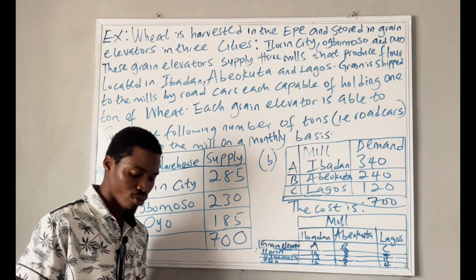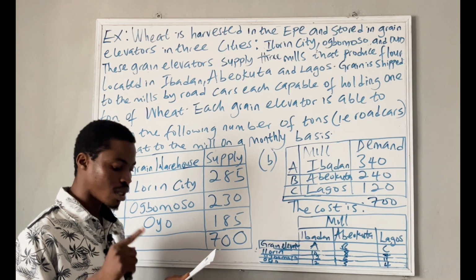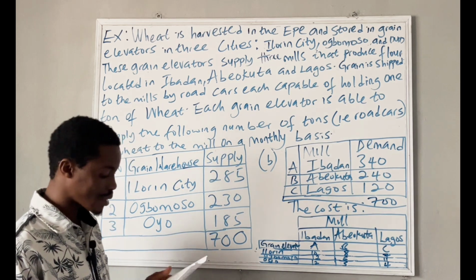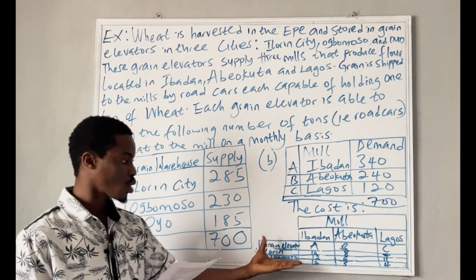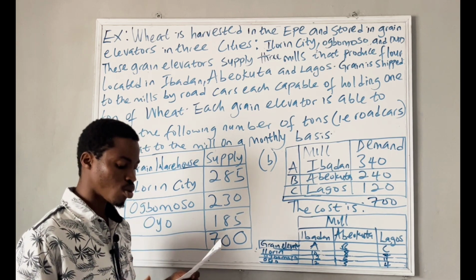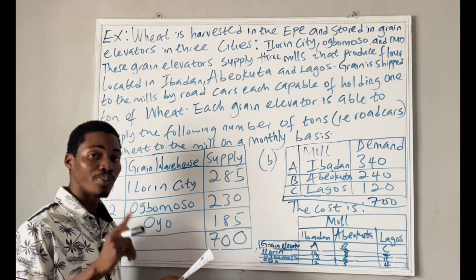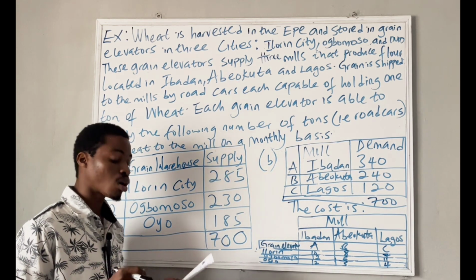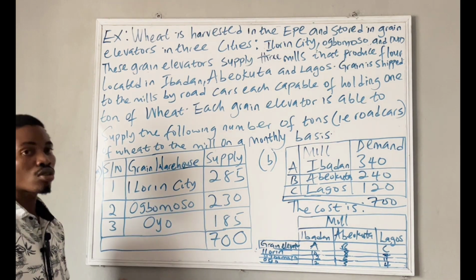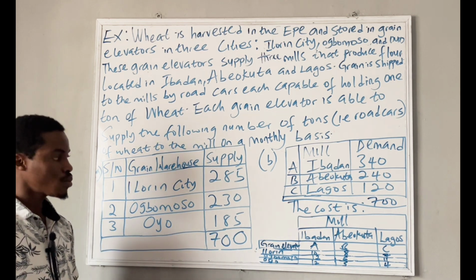So the continuation of the question is that the cost of transporting 1 ton of wheat from each grain elevator source to each mill destination differs according to the distance and gauge system. So these are the costs of the transportation. The question is: determine how many tons of wheat to transport from each grain elevator to each mill on a monthly basis in order to minimize the total cost of transportation. So how can we minimize the total cost of this transportation?